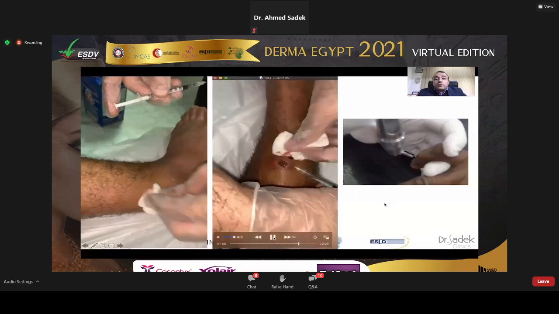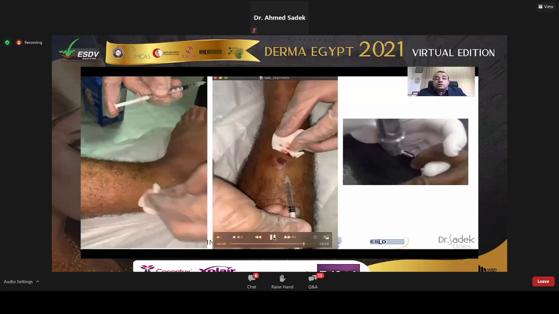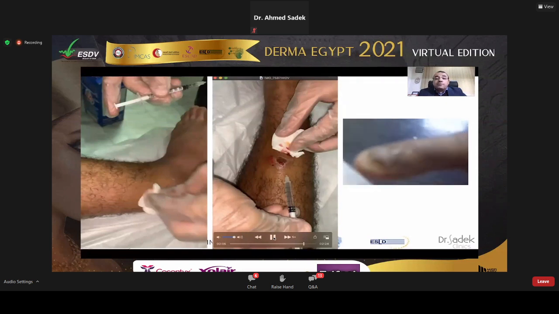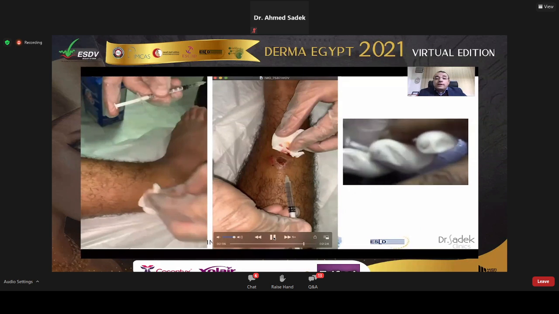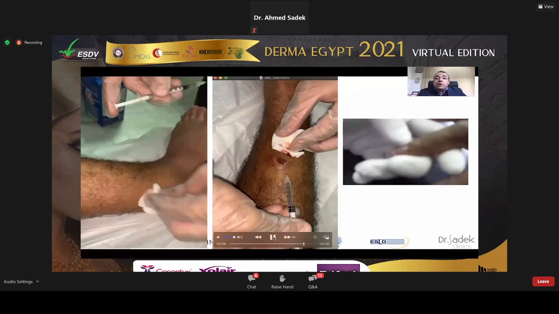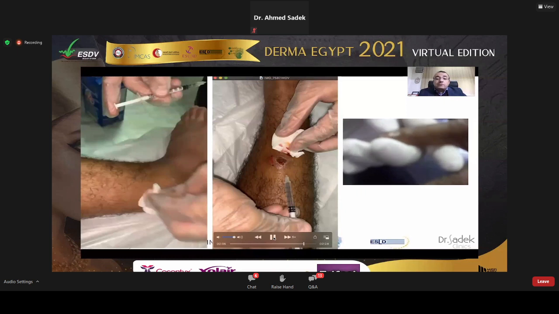And then for the last video, you will see me using the dermojet for sites that are difficult to inject by the insulin needle, like the nail matrix in this patient suffering from lichen planus of the nails. You see the tip of the device is perpendicular to the skin and is 1 centimeter away from the skin lesion.